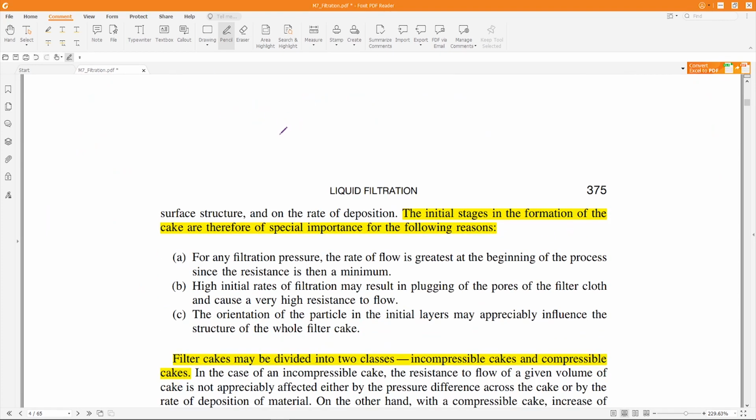So initially there is no cake, right? At t equal to 0. As the time progresses, the cake is formed layer by layer, right? Over the filter medium. So why is it important?